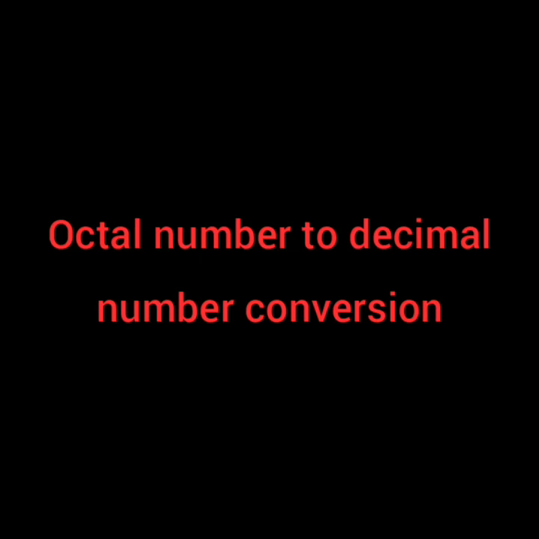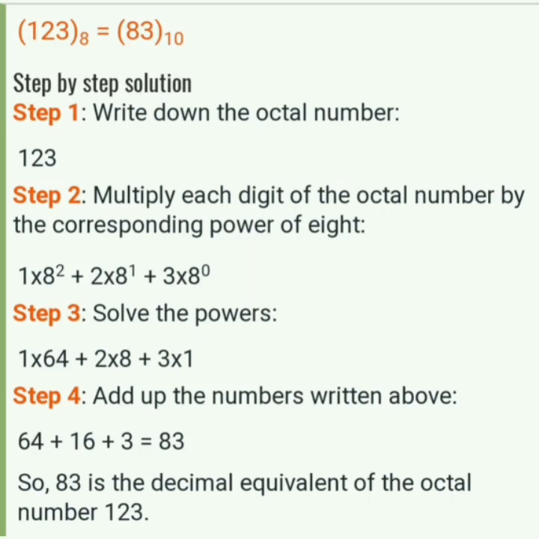Now see how to convert octal number system into decimal number system. Write down the octal number 123 in step 1. In step 2, multiply each digit of the octal number with 8 because 8 is the base of octal number system. Then we have to put the power from the right hand side, that is 8 to the power 0, 8 to the power 1 and 8 to the power 2. Now in step 3, solve the powers.